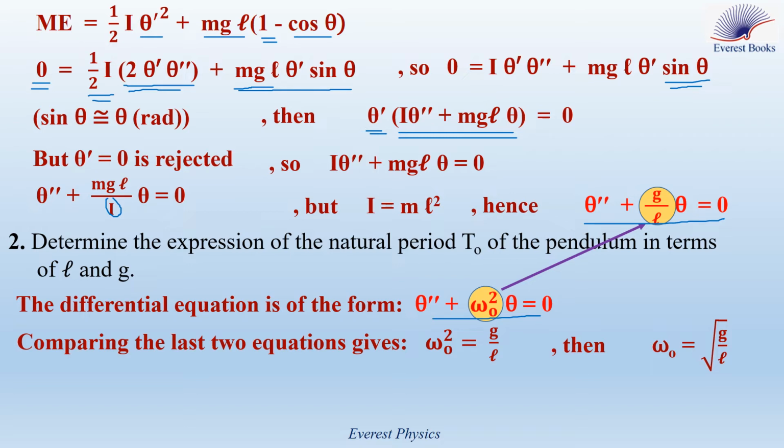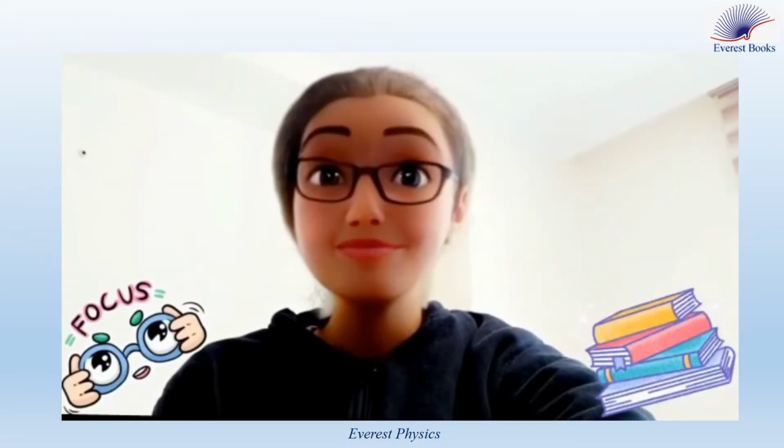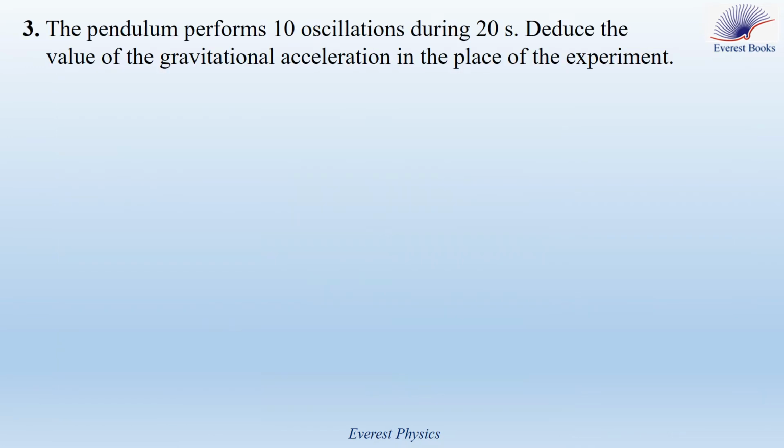Now we need to find the expression of the natural period. T0 is equal to 2 pi over omega 0. Omega 0 is replaced now by the square root of g over L. This is going to be T0 is equal to 2 pi times the square root of L over g. Focus, please. This is important.